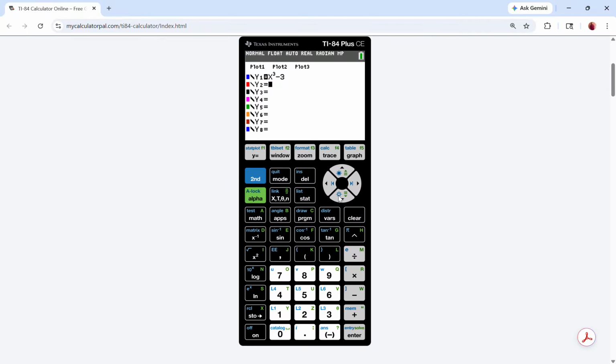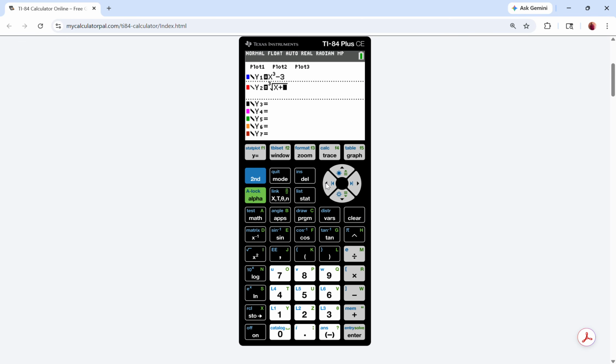Now, I did the work to find the inverse. To find the inverse, you switch the x and the y, and you solve for y. And in that process, I got my suspected inverse to be the cube root of x plus 3. So the way I enter in the cube root is I go to math, and as you can see, number 4 here is the cube root, and then x plus 3 is my suspected cube root.